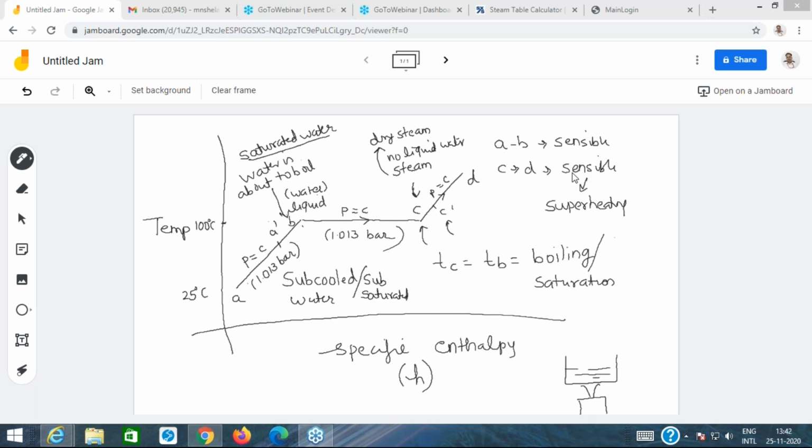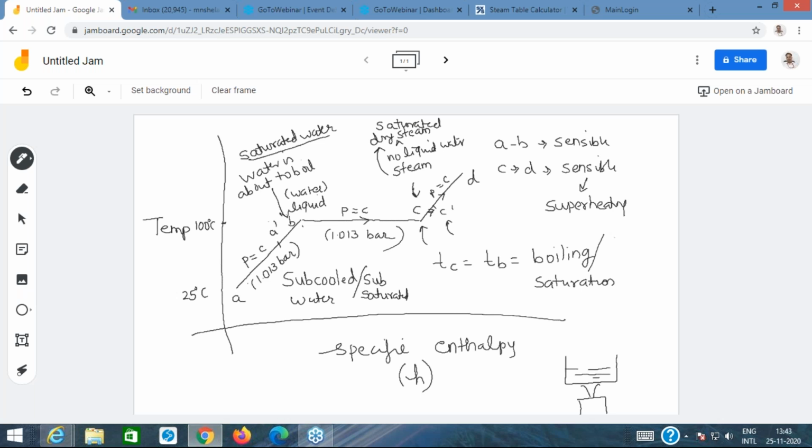Now let us go to naming the point C. One name is dry steam, but instead of dry steam, I would again add one more adjective to it, just description. It's called dry saturated steam. State C is called dry saturated steam. And how do you define dry saturated steam? So dry saturated steam, if you heat it, it is about to superheat, right?